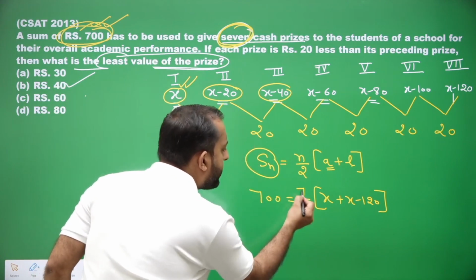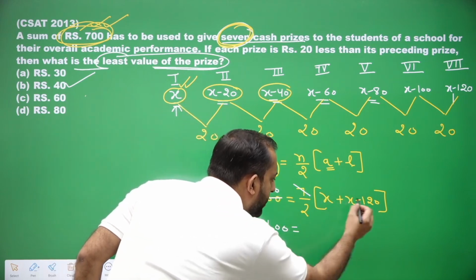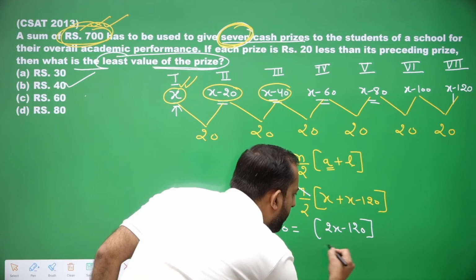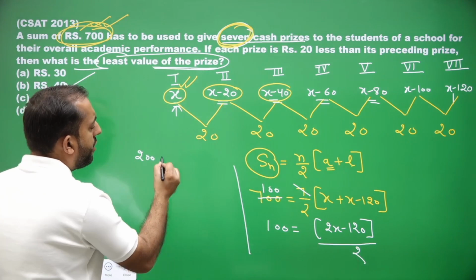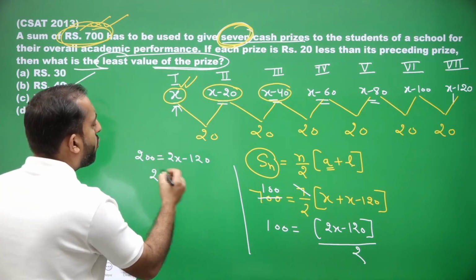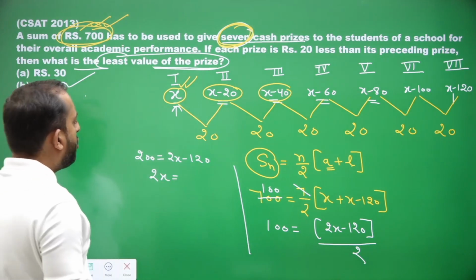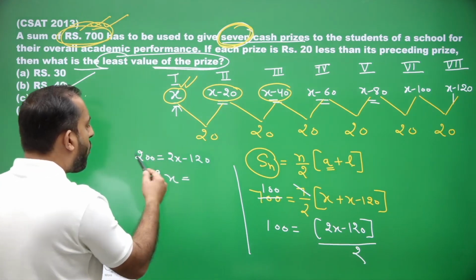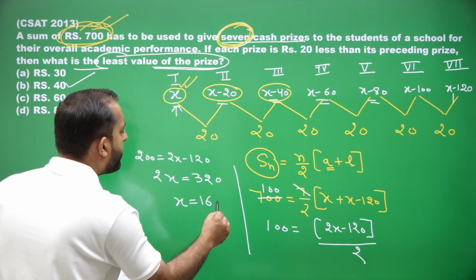Now, if we solve this, we can cancel out the 7 and we are left with 100 here. So inside this, it becomes 2x minus 120 upon 2. Solving further, 200 equals 2x minus 120. So 2x equals 200 plus 120, which is 320. x comes out to be equal to 160.